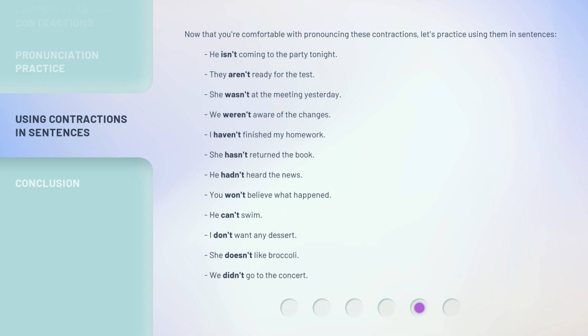She hasn't returned the book. He hadn't heard the news. You won't believe what happened. He can't swim. I don't want any dessert. She doesn't like broccoli. We didn't go to the concert.